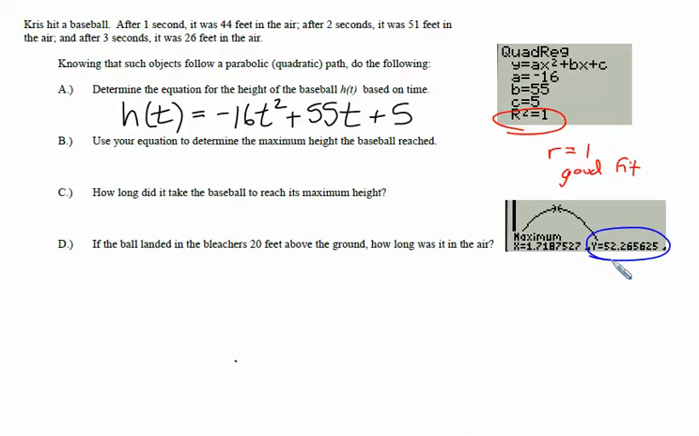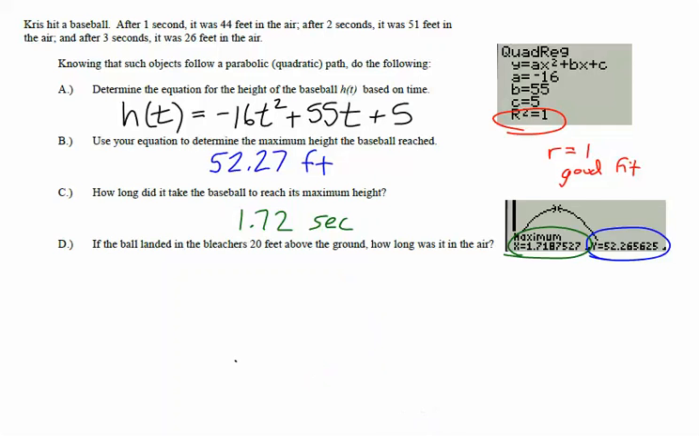So here, the maximum height is the Y value, which would be 52.27 feet, correctly rounded to 2 decimal places. How long it took to reach the maximum height, that is the X variable, which in this case would be 1.72 seconds. And for the last problem, what if the ball landed 20 feet above the ground in the bleachers?